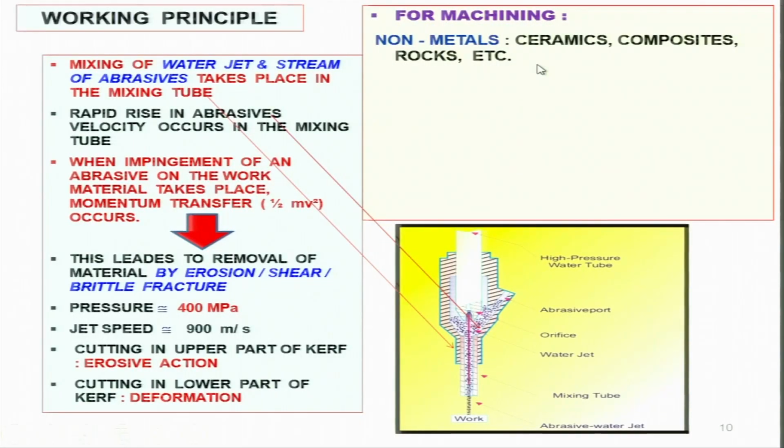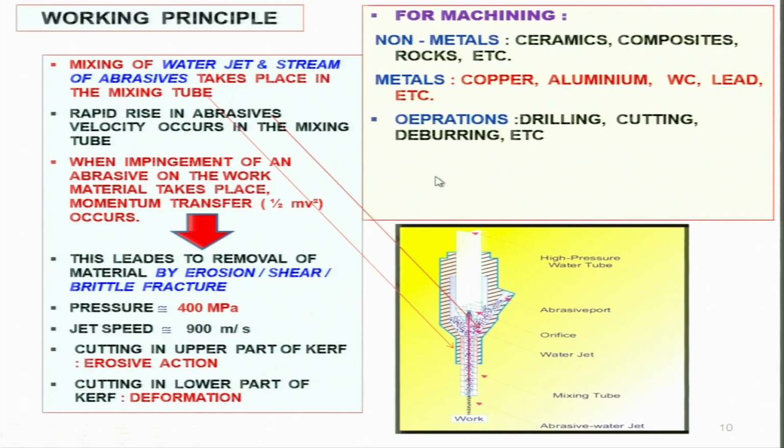And for machining, non-metals, ceramics, composites, rocks, etc., can be easily cut by this particular process. Metals can also be easily cut by this process, like copper, aluminium, tungsten carbide, lead, etc. And operations that you can perform with this process include drilling, cutting, deburring, etc. What type of operation is taking place depends upon the relative velocity of the jet and the workpiece surface.